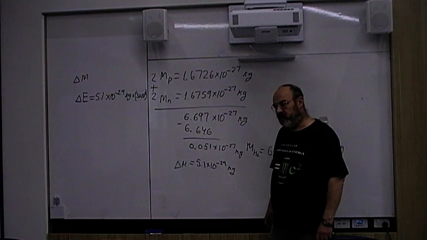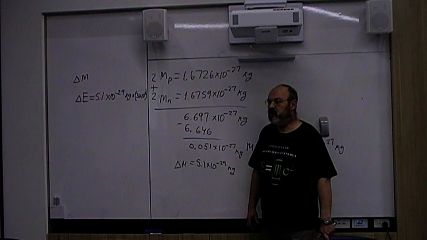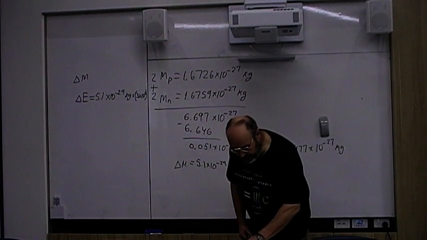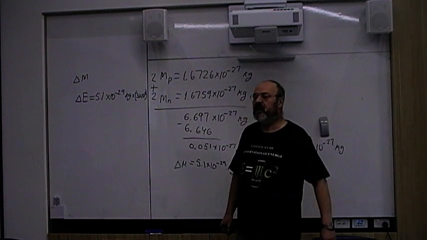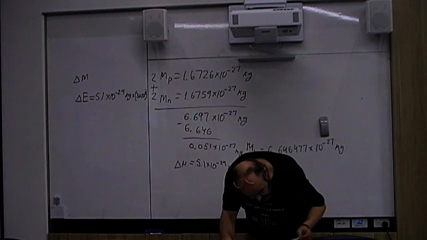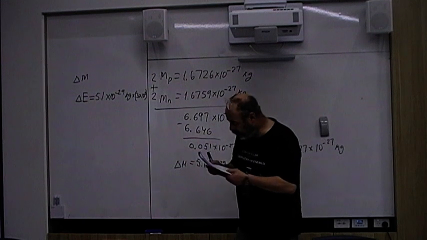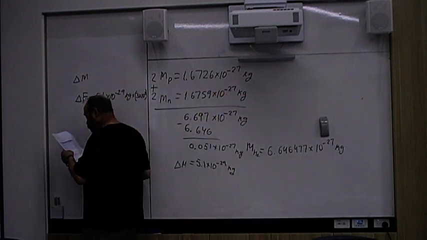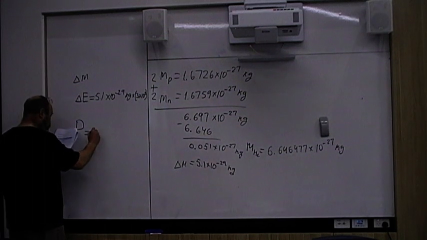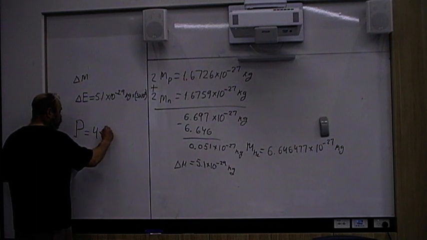Now in the sun we have hydrogen fusing into helium. Hydrogen fusing into helium. And let's calculate the next thing. The sun emits every second, so the power of the sun equals 4 times 10 to the power of 26 watts.